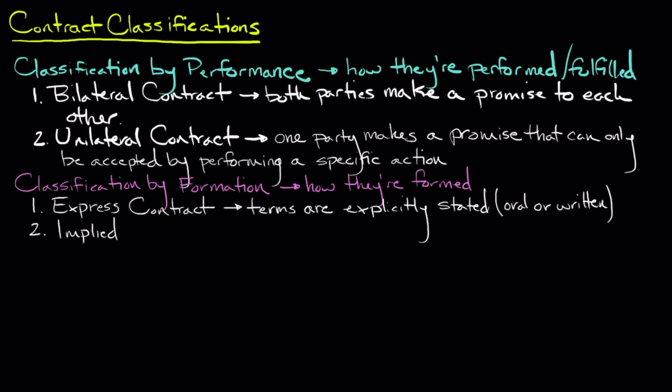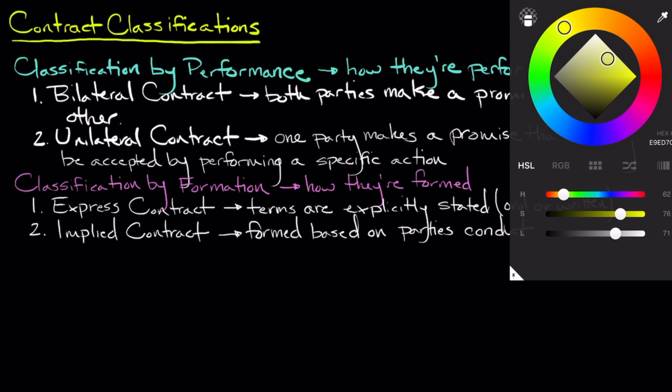agreement. On the other hand, an implied contract is formed based on the parties' conduct, even though the terms are not explicitly stated. The obligations are either implied by law or inferred from the circumstances. Now, a classic example of an implied contract is when you visit a restaurant and you order a meal. Although there is no explicit agreement, there is an implied contract that you will pay for your meal. So be sure that you actually do that.